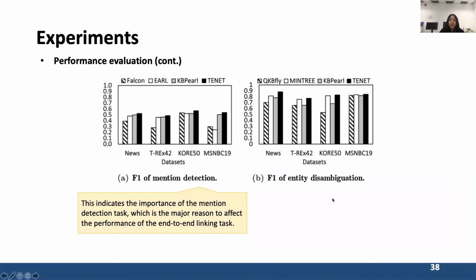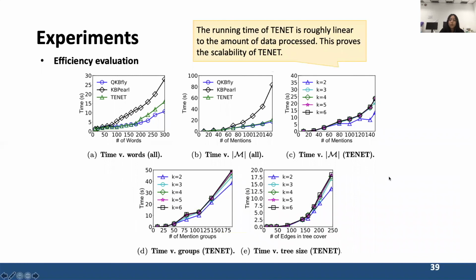We also investigate the mention detection task and the entity disambiguation task separately. The results indicate the importance of the mention detection task, which is the major reason affecting the performance of the end-to-end linking task. We have also conducted an efficiency evaluation of different systems and different settings of TENET. The running time of TENET is roughly linear to the amount of data processed. This proves the scalability of TENET.